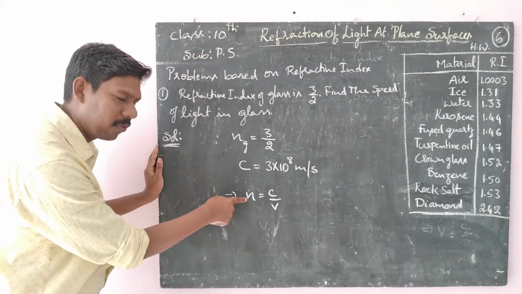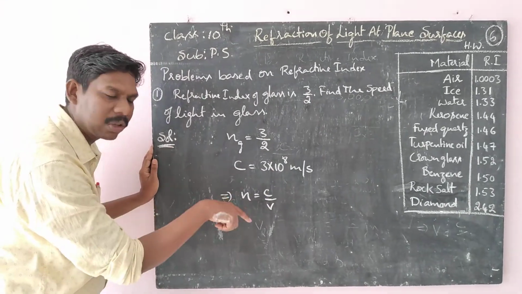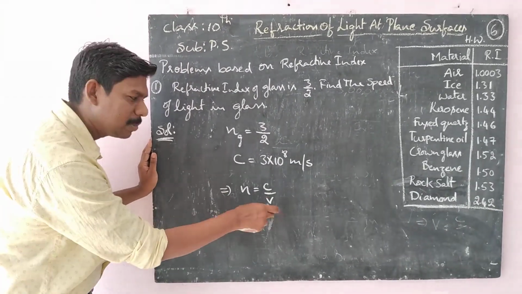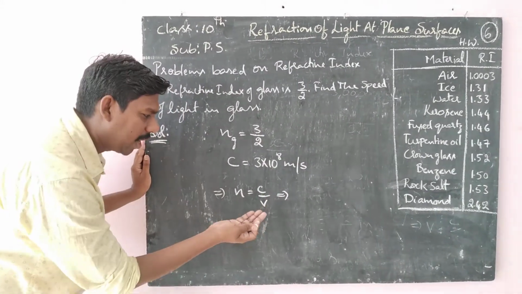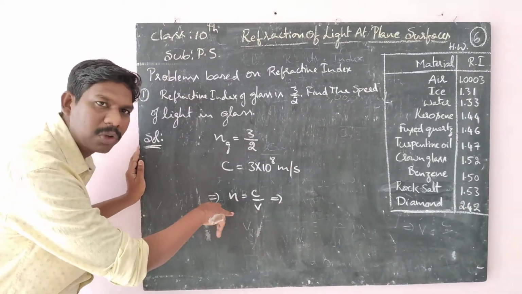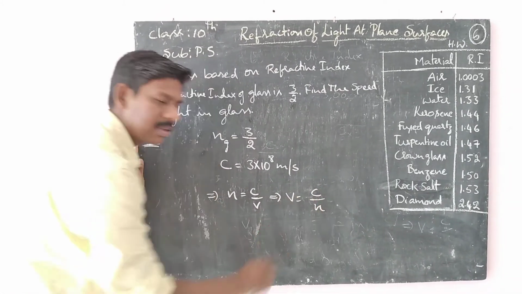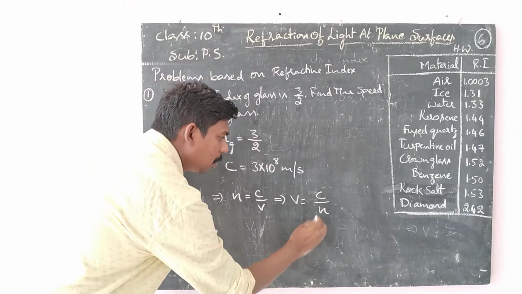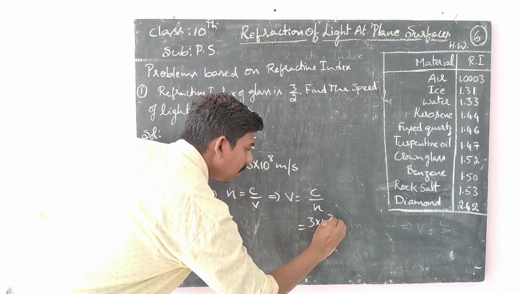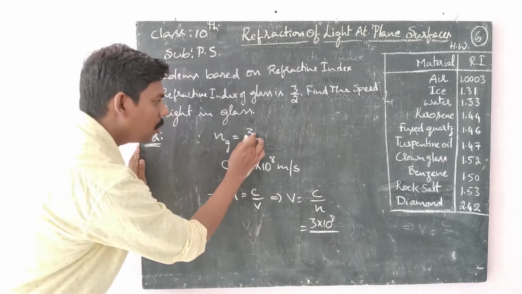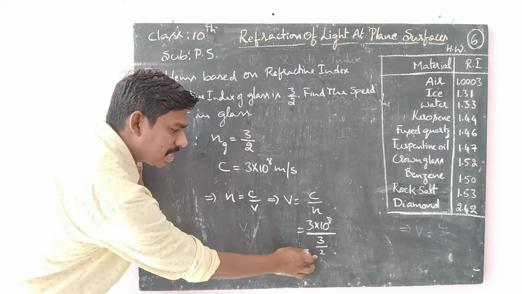I have the n value and c value. Now I need to find out the value of v, that means the speed of light in glass. For simplification, just write the formula in terms of v, so you can get it easily. That implies v equal to c by n. So substitute the c value. What is the c value? 3 into 10 power 8 by, what is the n value? 3/2.